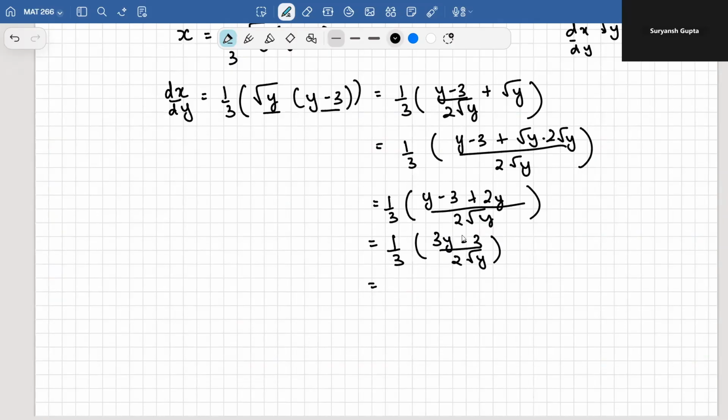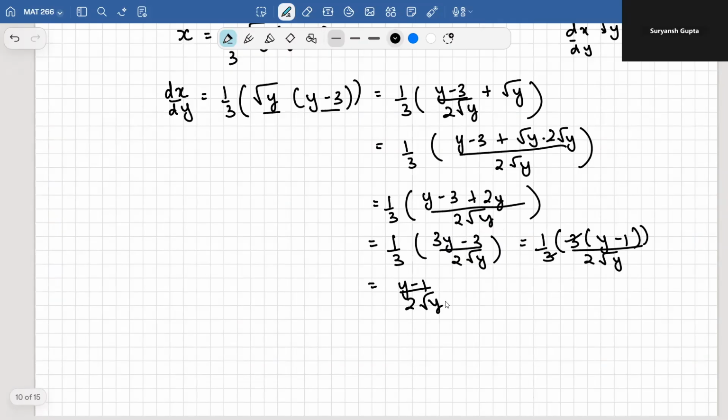I can take my 3 common from the top. So I have 1 by 3, 3 times y minus 1 by 2 root y, and my 3 and 3 get cancelled. So at the end, I'm left with y minus 1 over 2 root y, and this is my dx by dy.